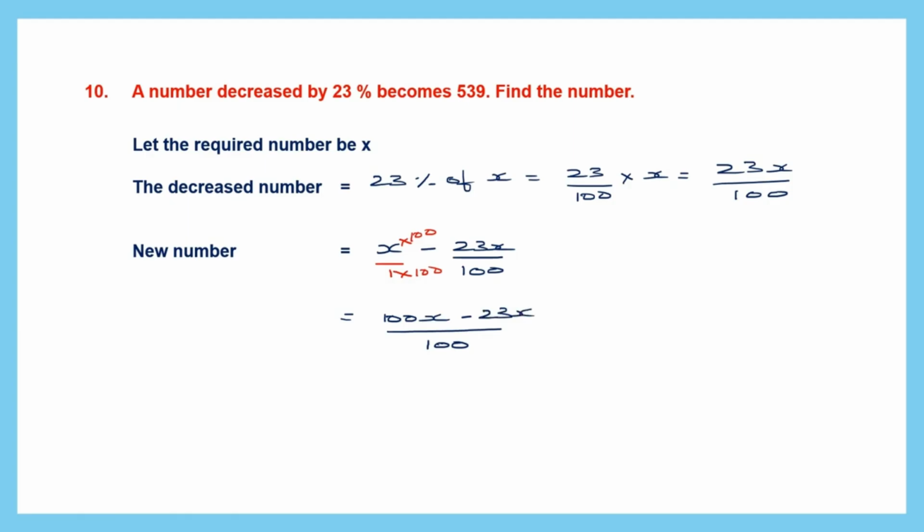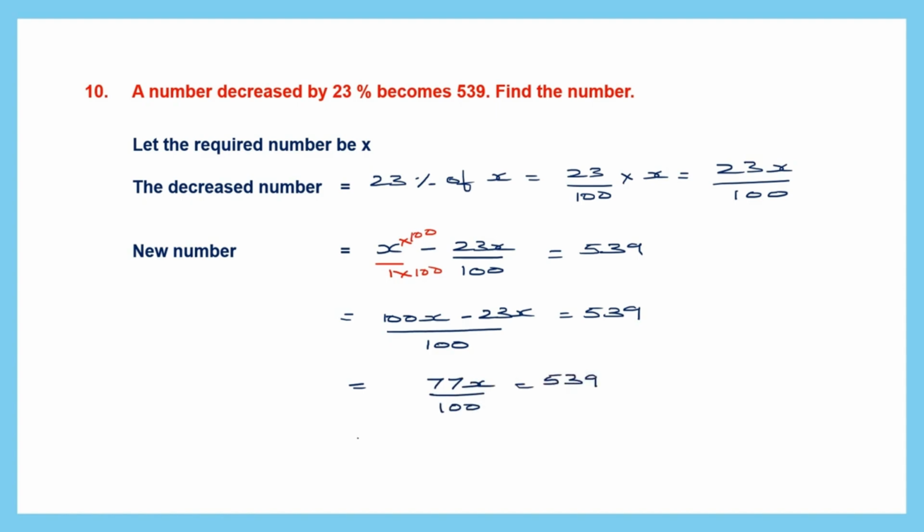And here in the question it says this new number, when you do this, it becomes equal to 539. So here also we need to write 539. So now 100x minus 23x. 100 minus 23 is 77. So 77x by 100 is equal to 539.